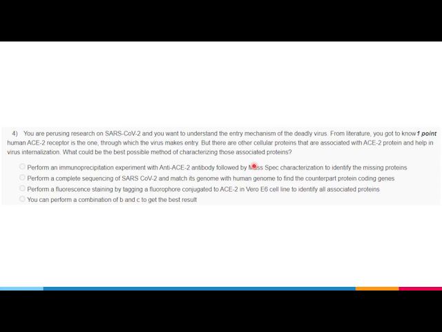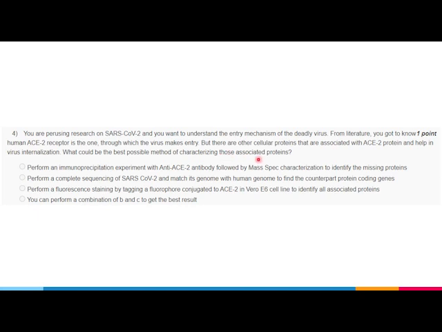This is a heavy one. You are doing research on SARS-CoV-2 and you want to understand the entry mechanism of the deadly virus. From literature, you know that the human ACE2 receptor is the one through which the virus makes entry. But there are other cellular proteins that are also associated with ACE2 and help in virus internalization. What would be the best possible method of characterizing those associated proteins?